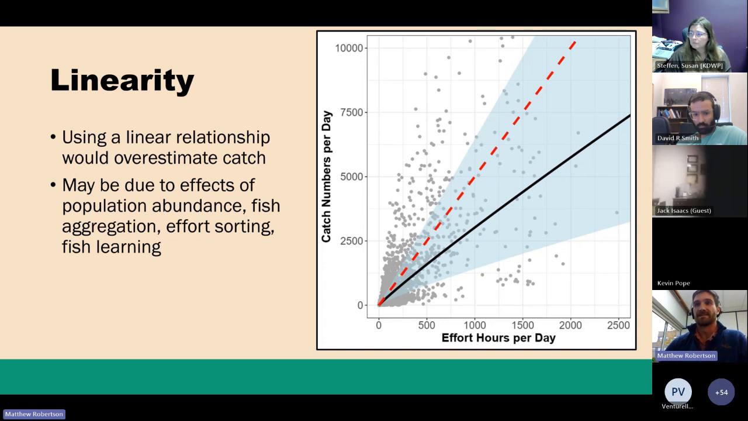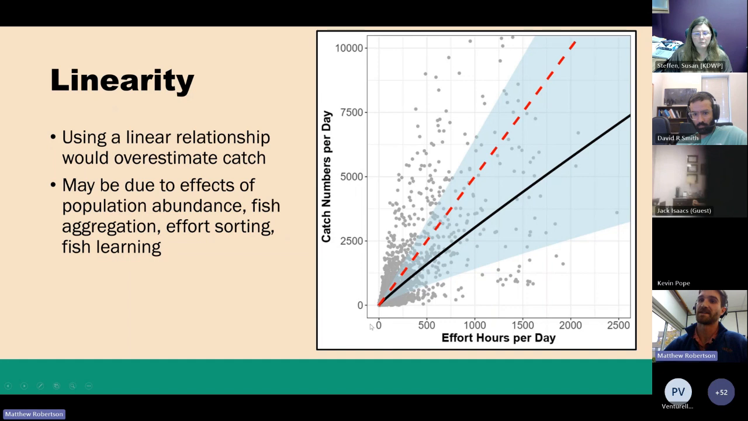And now returning to that linearity term that I talked about at the beginning. So I mentioned how in our best model, we observed that there was actually a nonlinear relationship between catch and effort. And so this plot here is actually showing what that relationship would look like on the non-log scale. And I'm going to discuss why it's important.